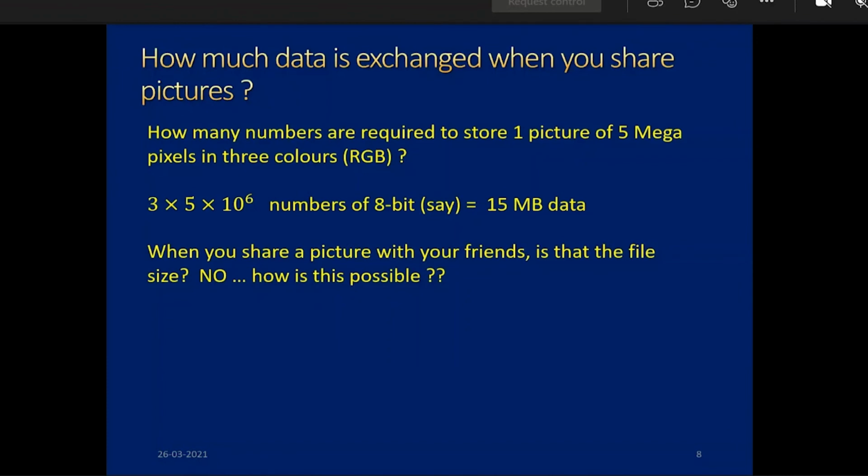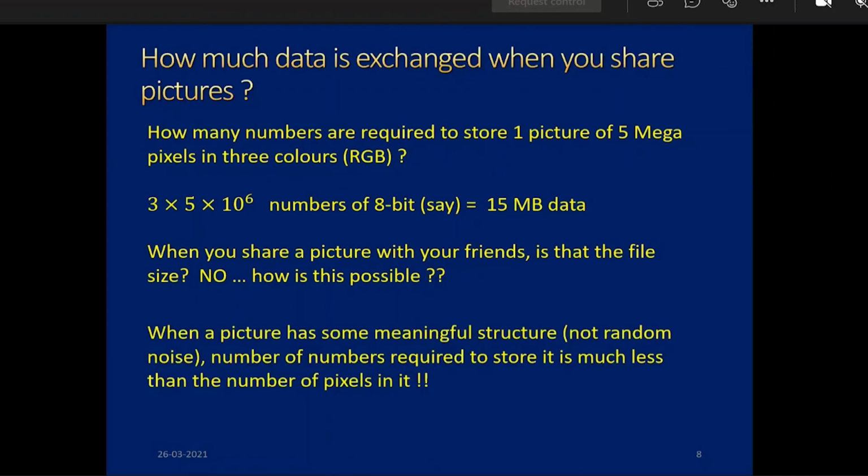Yes, the compression algorithms and the like, right? So why is that so? Why has this become so easy? It is because of an interesting way to represent signals. When a picture has some meaningful structure in it and not just random noise, the number of numbers required to store it is much less than the number of pixels in it, and that is why you can send it. If every picture took 15 MB of data, that would be too much.